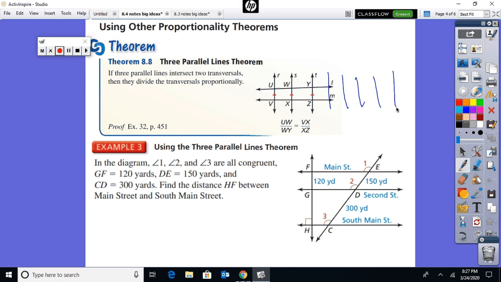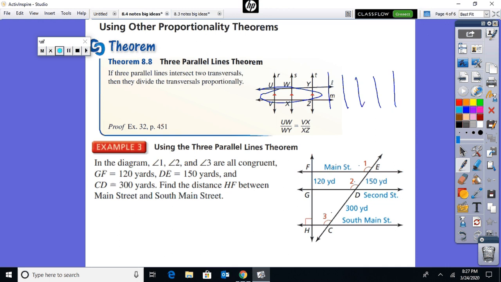So in this case, in example 3, angle 1, 2, and 3 are all congruent. Aha, so that's essentially giving you parallel lines, right? Corresponding angles. So sometimes they'll give you the arrows like they did there. Sometimes they'll come out and tell you that, hey guys, you have angles that are in a corresponding position and they're congruent.